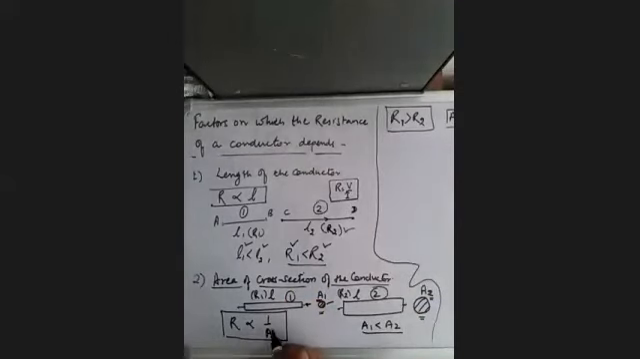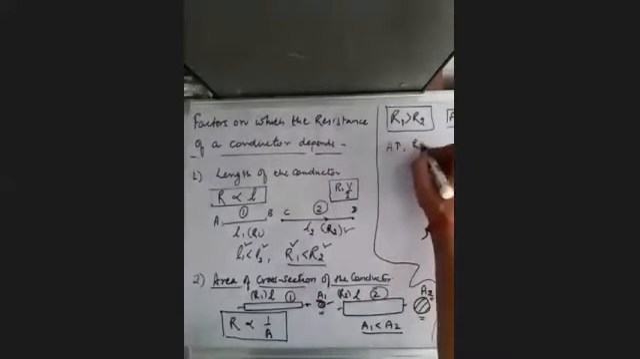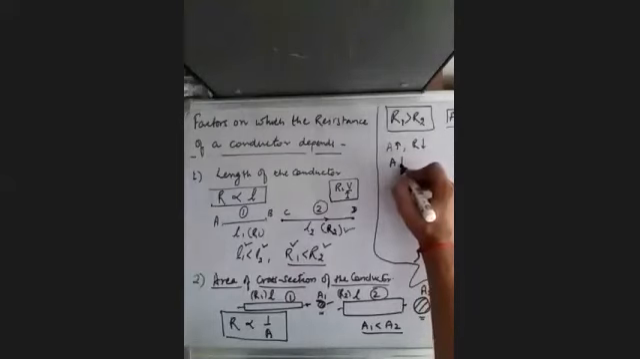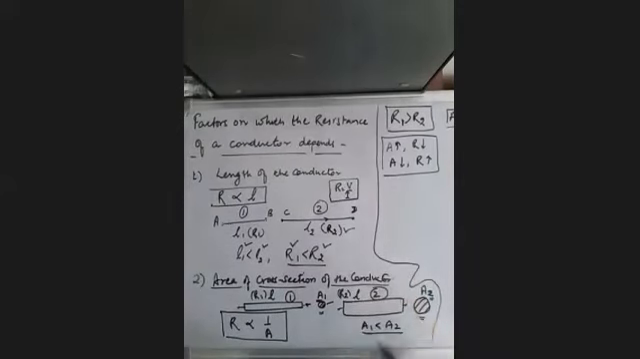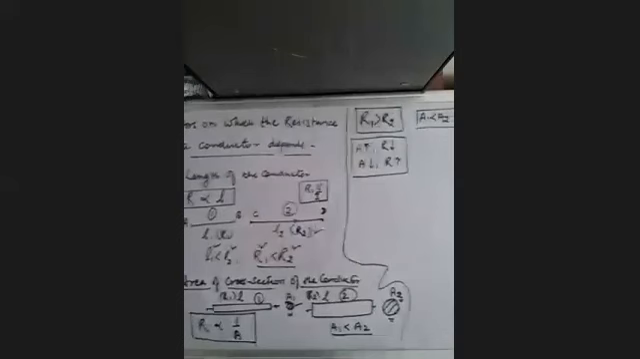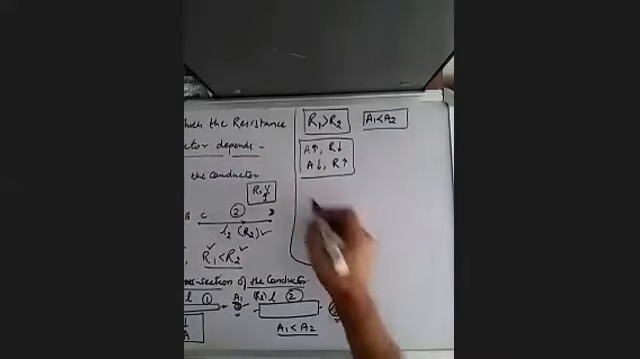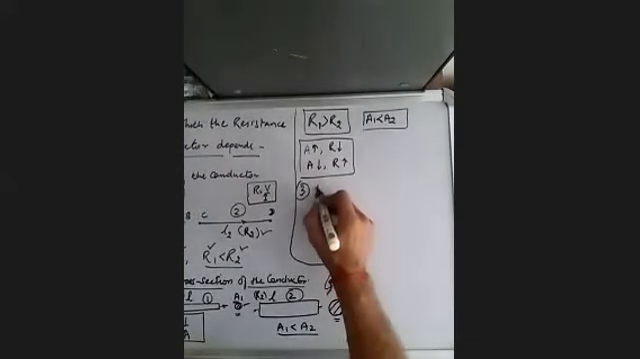Because as A increases, R will decrease. So if A increases, R will decrease. And if A decreases, R will increase. So that is how resistance is inversely proportional to the area of cross section. So these are two factors, and the third factor is the nature of the conductor.